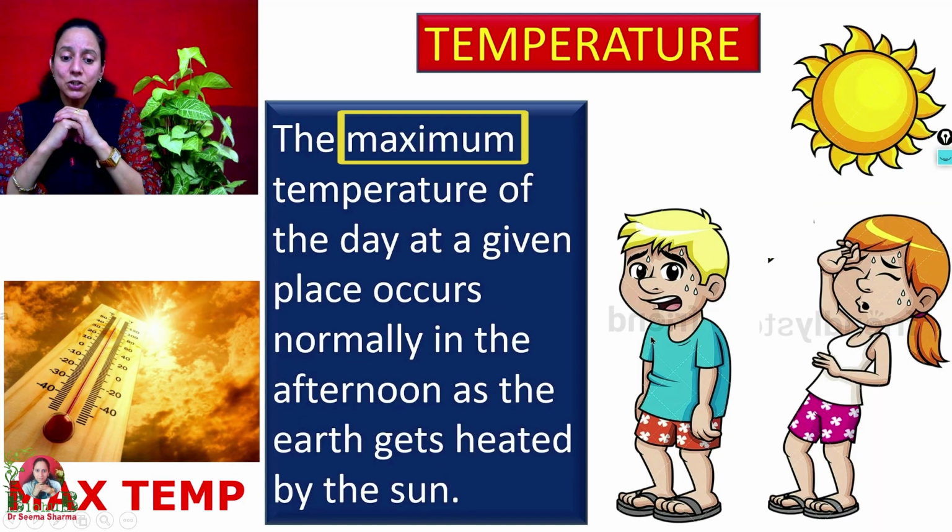So the maximum temperature of the day at a given place occurs normally in the afternoon as the earth gets heated up by the sun.